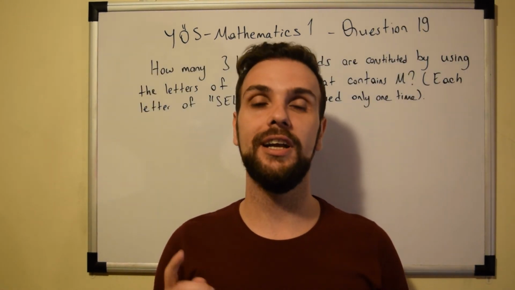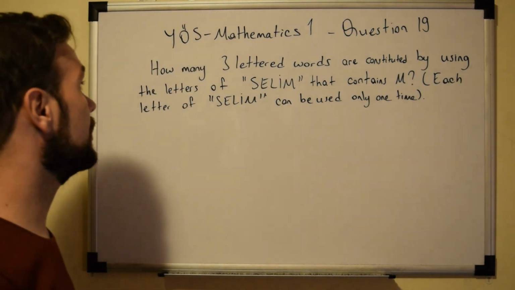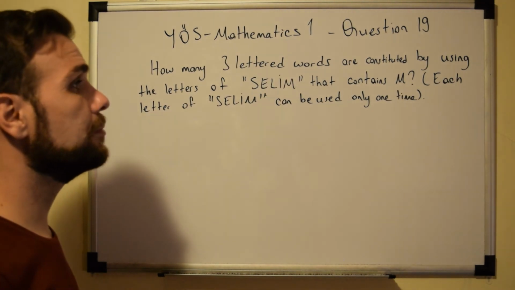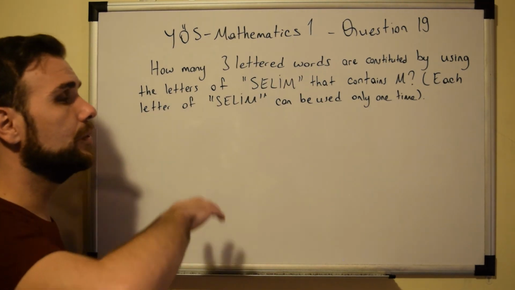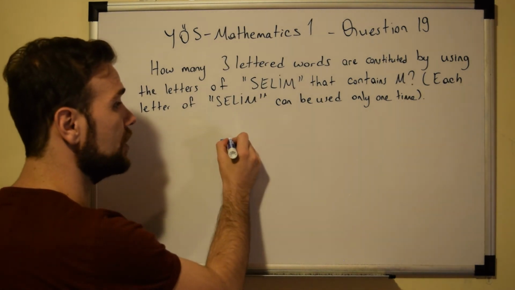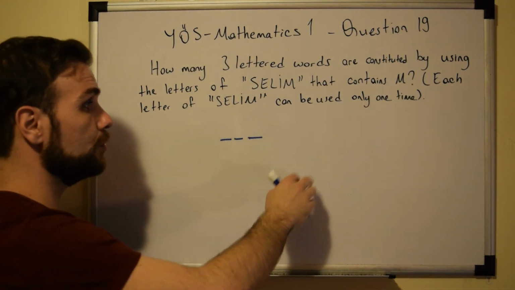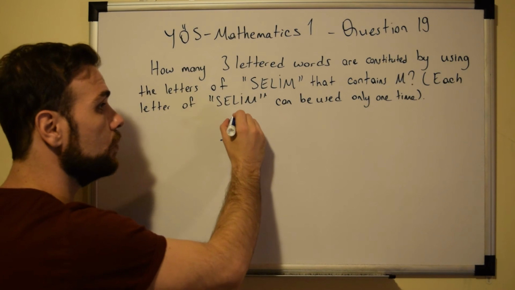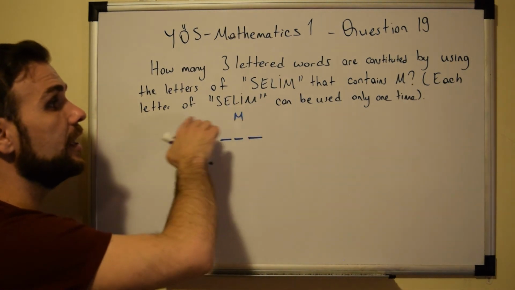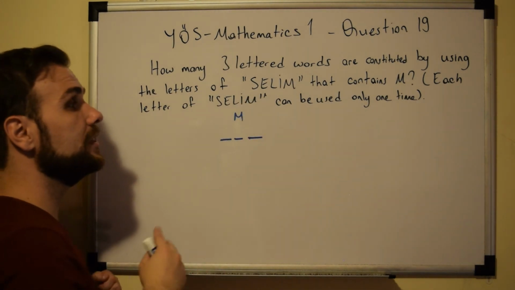Welcome to question number 19. In this question we have, how many three-lettered words are constituted by using the letters of Selim that contains M? Each letter of Selim can be used only one time. So in other words, what does the question ask us? We have to see how many three-letter words can be constituted if these words always have the letter M. And we are aware, because there is a note here, that we can use every other letter only once.